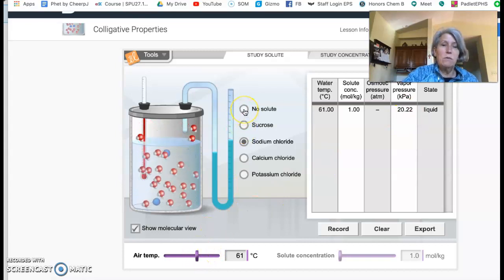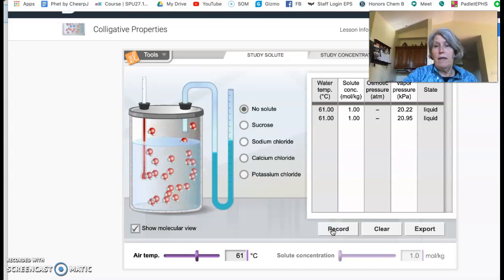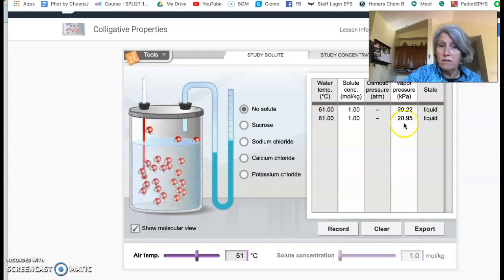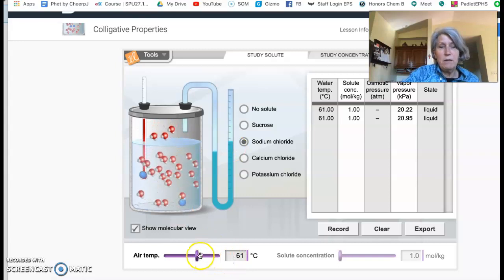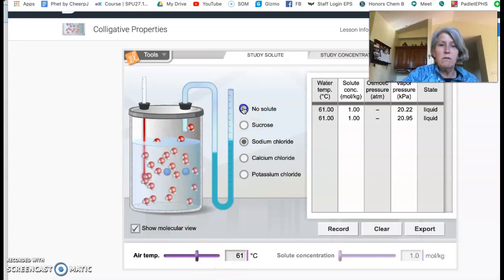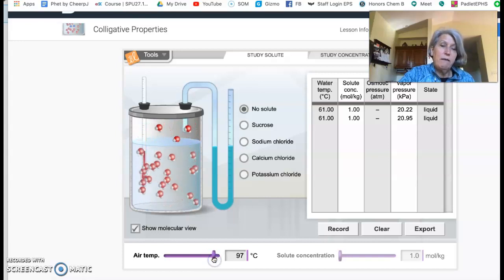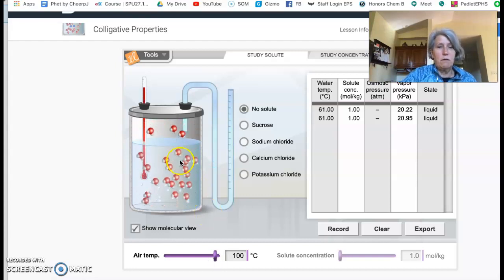I'm going to go back to no solute, and I'm going to record the vapor pressure. You can see that it's 20.95, so it's just slightly higher, right? Now I'm going to go back to the sodium chloride. Well, actually we're going to go here to no solute, and I'm going to very carefully put the temperature at 100 degrees C, and we should get to boiling, right? The water is going to start boiling.